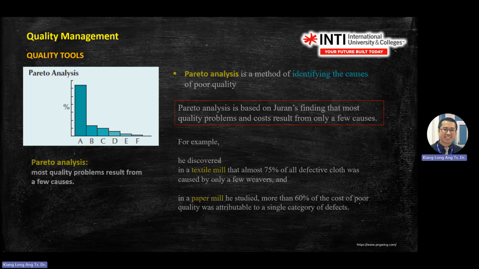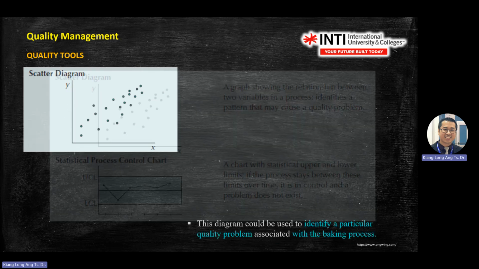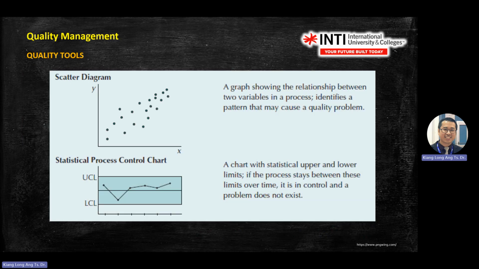So the rest you read. Pareto, number of defects, scatter diagram. This one, when you use the Excel tools, this is called scatter. And if you use scatter in Excel nowadays, you can plot a trend line. Okay. For the second half, you'll focus on this one.